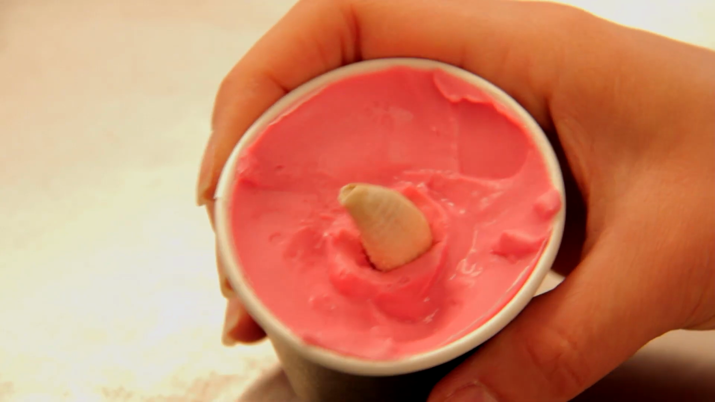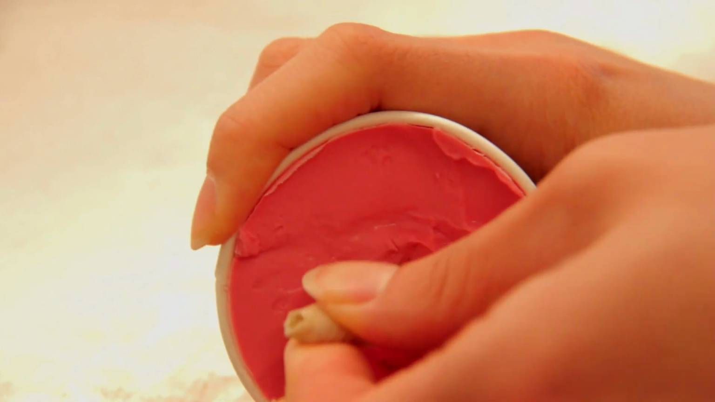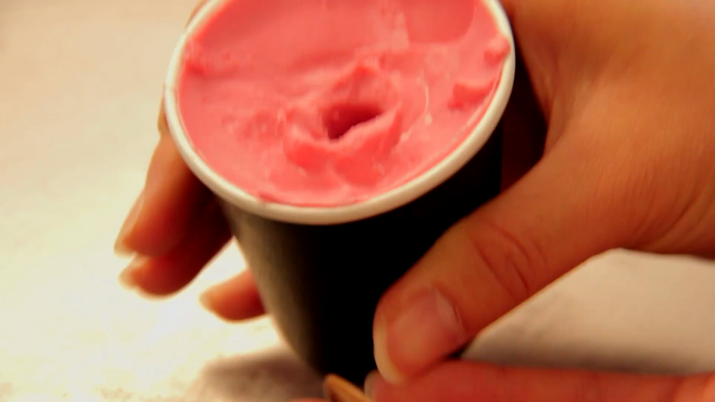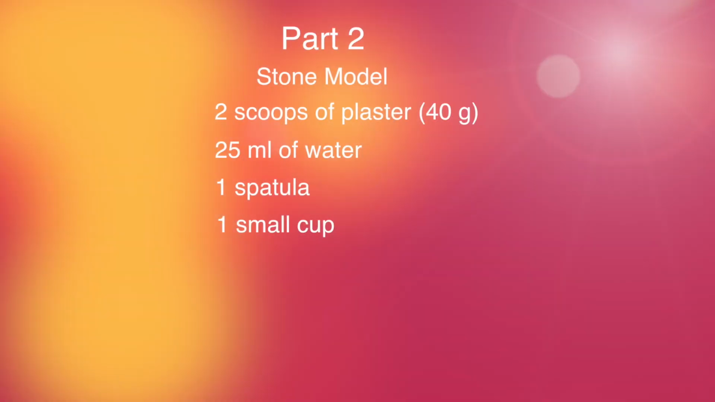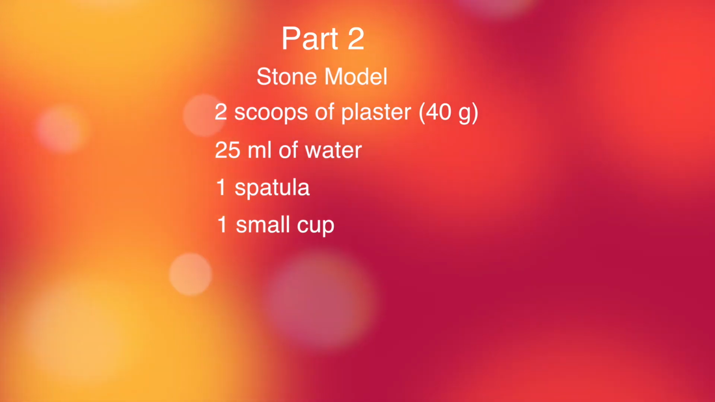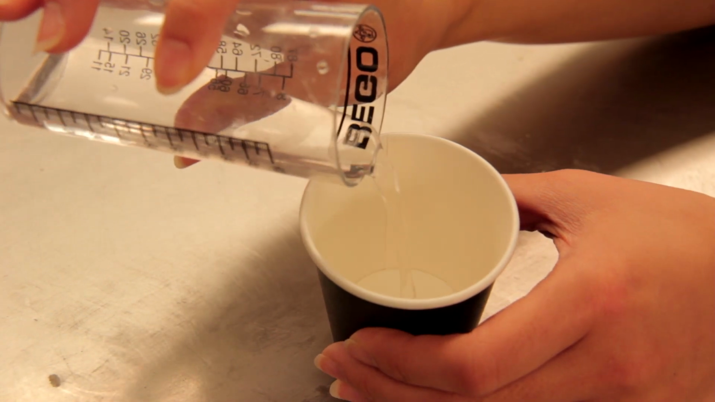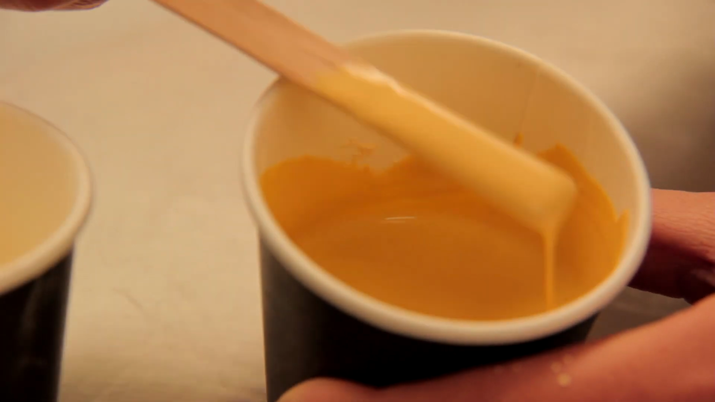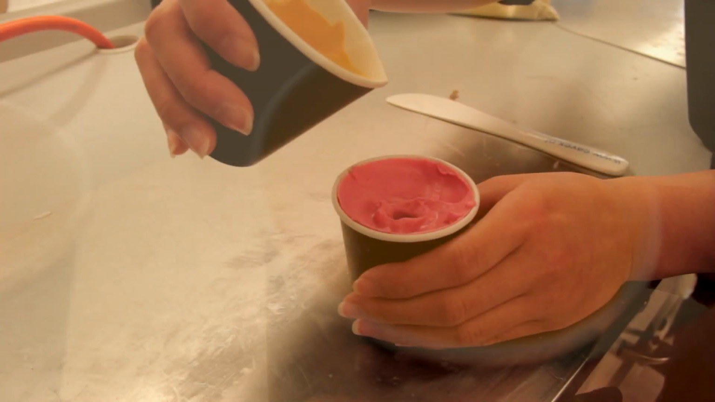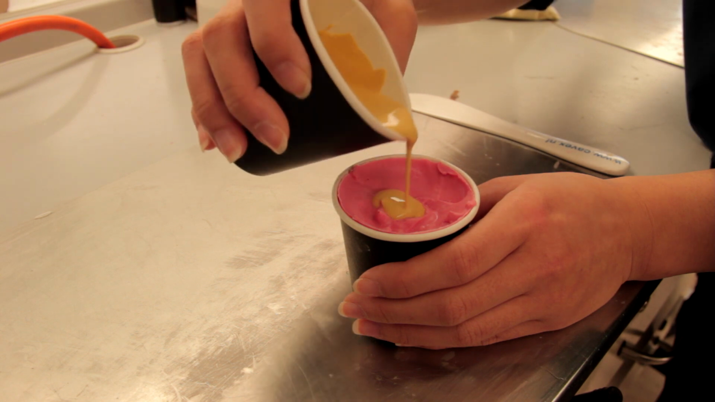When the alginate looks dry and firm, remove the tooth. Then you will see a hole, which is the impression of the fur seal's tooth. Pour water into a small cup and then add the plaster. Then you mix it up until it looks like gravy. Slowly put the liquid plaster into the hole that has the shape of the tooth.